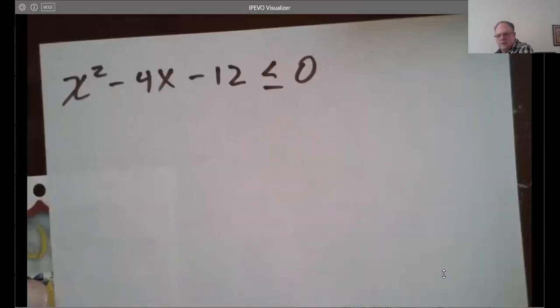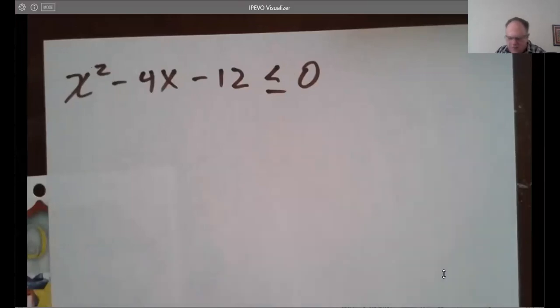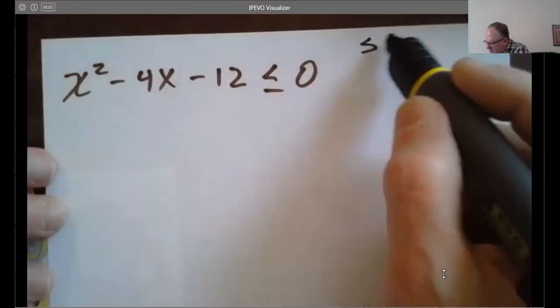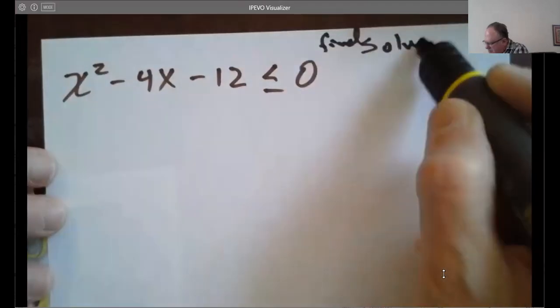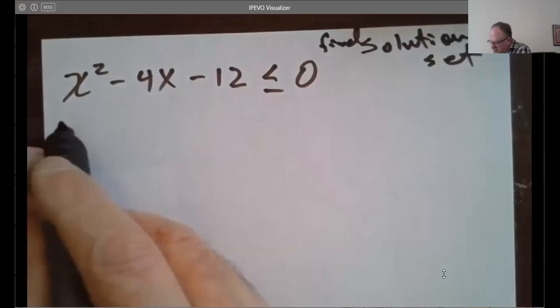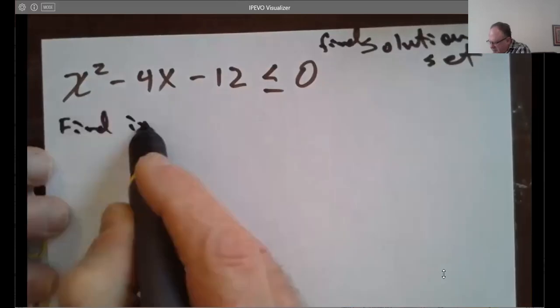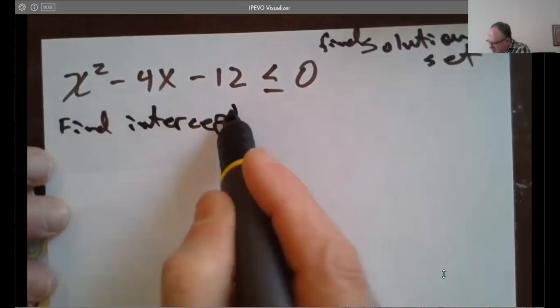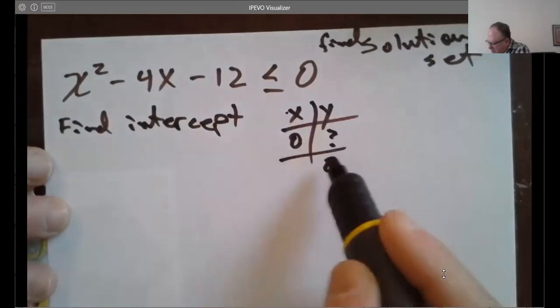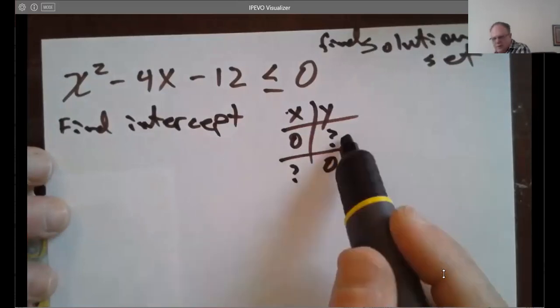Okay, so first thing we want to do is go ahead and find the intercepts, just like what we did. So basically we're doing the very same thing. We're starting off doing the same thing we did in the last unit. So we want to find the solution set. So first thing we do is find the intercepts. So I like to use the table method. Set x equals 0, find y. Set y equal to 0, find x.